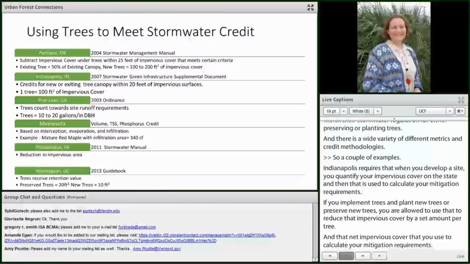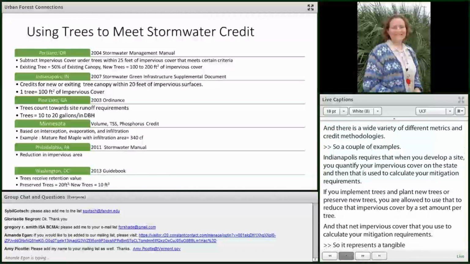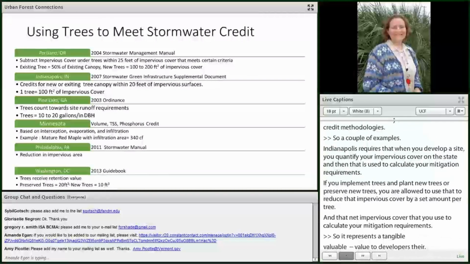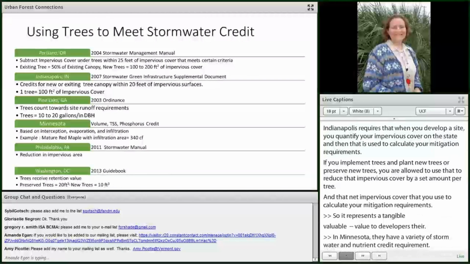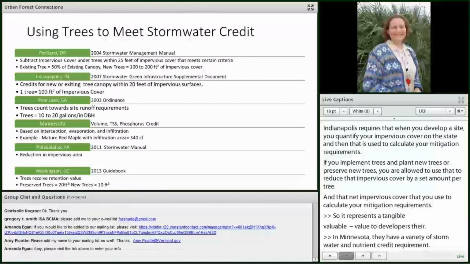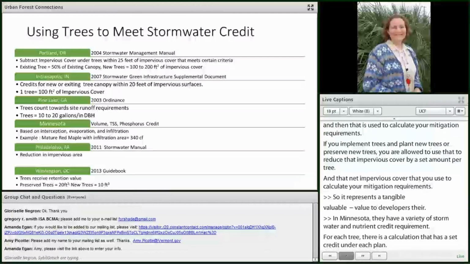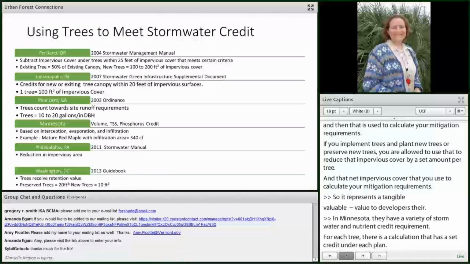In Minnesota, they have a variety of stormwater and nutrient credit requirements, and for each tree, there's a calculation that has a set credit under each plan. And then all the way in Washington, D.C., they allocate a set stormwater volume per tree for credit within your stormwater plan. So there's a lot of different varieties and different ways that this can be implemented.